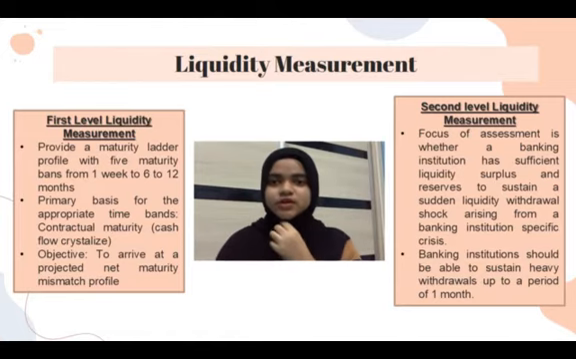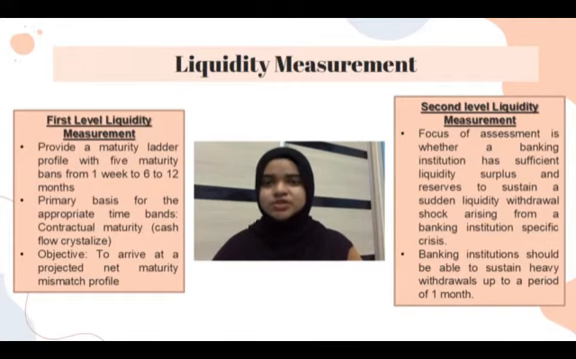Now, we will focus on the liquidity measurement, which is the first level. The first level of the liquidity measurement provides a maturity ladder profile with 5 maturity bands, beginning from up to 1 week for commercial banks, up to 3 days for investment banks, to a 6 to 12 month band for both commercial and investment banks.